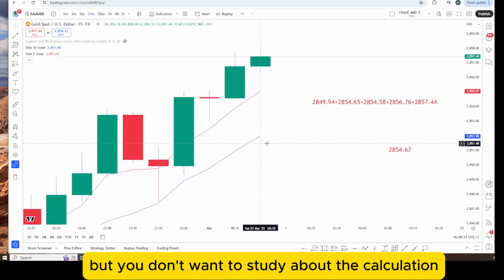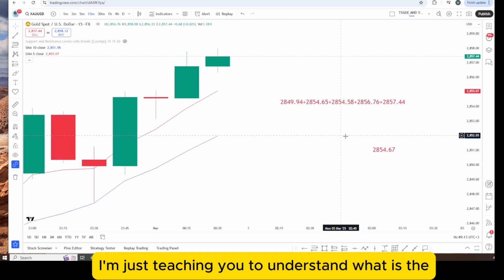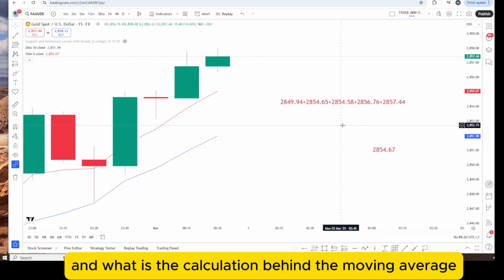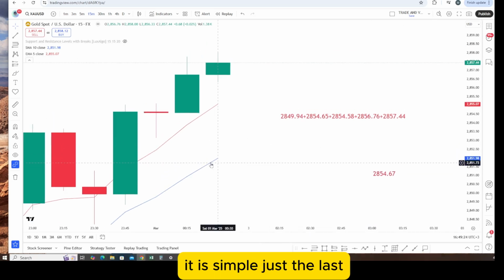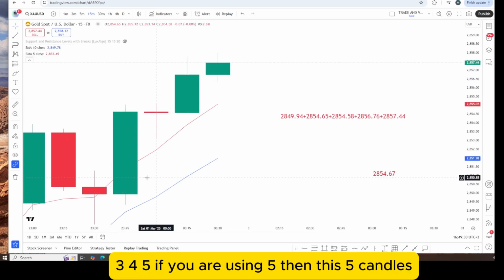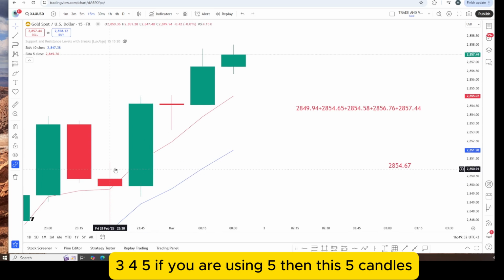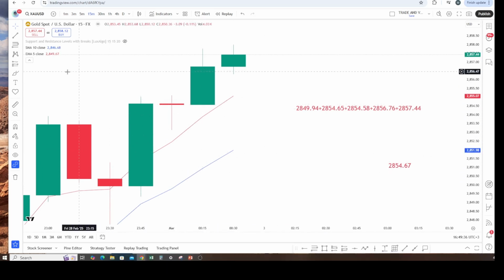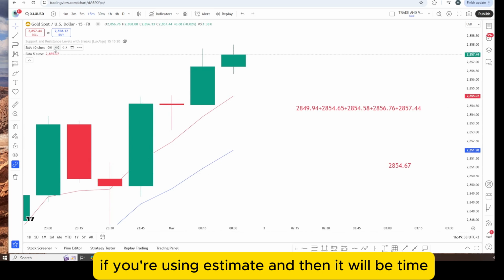But you don't need to study the calculation. I am just teaching you to understand the scenario and the calculation behind the moving average. It is simple. Just the last however many periods you are using, 1 2 3 4 5. If you are using 5, then these 5 candle closes will be added and divided by 5. If you are using SMA 10, then it will be 10.